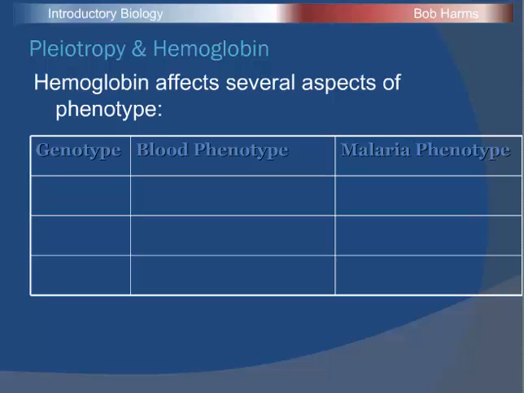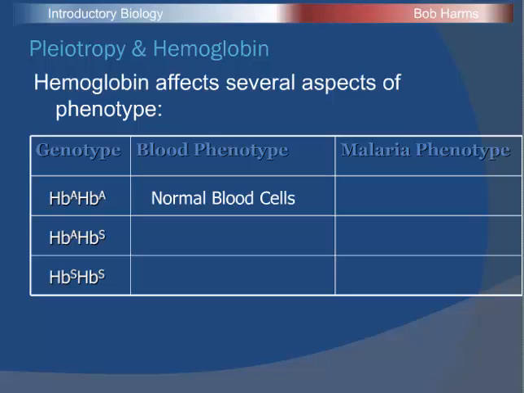Let's look at the genotype, which genes you have for these different type A and type S alleles, your blood phenotype, or whether or not you're going to have sickle cell anemia, and then, again, our pleiotropic effect, a completely unrelated disease like malaria. And so you could be homozygous for type A, or heterozygous, or homozygous for that sickle cell allele.